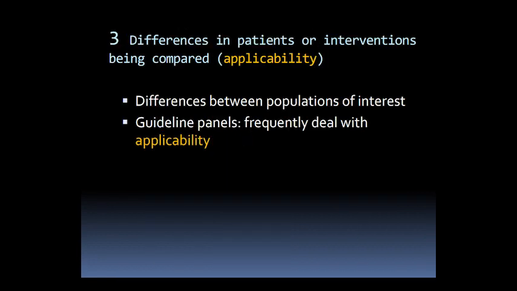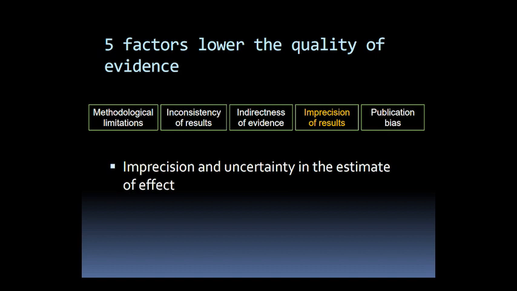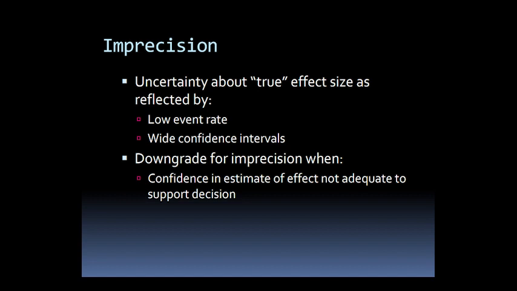Applicability is another problem that can affect the population of interest, and guideline panels frequently look at whether the evidence is applicable or not applicable in our population. Imprecision, we talked about; it depends on the estimate of effect. Imprecision can be because sometimes you have a low number of events, so people are still alive, did not develop the outcome you're trying to report. This can downgrade the evidence for imprecision, and confidence in the estimate of effect is not adequate to support a decision.